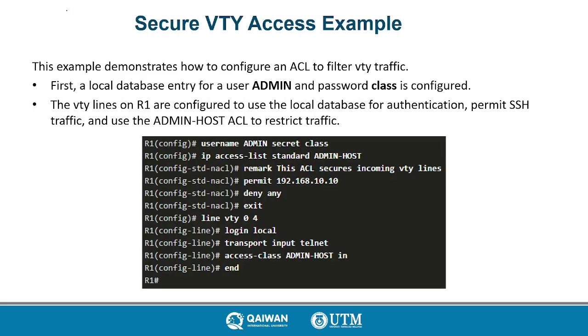This example demonstrates how to configure an access control list to filter VTY traffic. First, a local database entry for a user admin and a password class is configured. So we have username admin secret class. Secret means the password. Then we have ip access-list standard admin-host. We created an access list and the name is admin-host. And we will just give it a nice message from here using remark: this access secures incoming VTY lines.